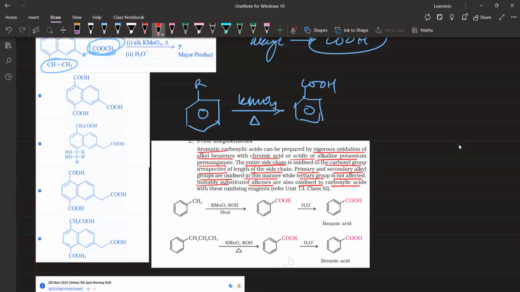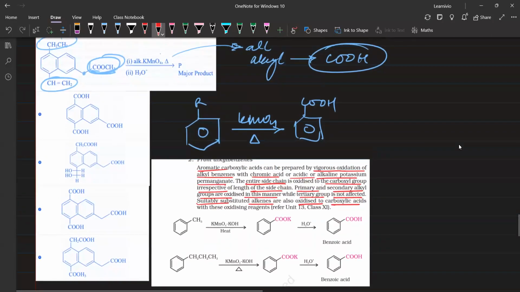So, as you can see, alkenes का भी यहाँ पे reference है. ठीक है? Suitably substituted alkenes are also oxidized to carboxylic acid. That means all of these groups will be converted to carboxylic acid, and the option A will be correct. So their basis is already in NCERT, लेकिन obviously the exact सवाल नहीं. Okay, it's important to read NCERT.